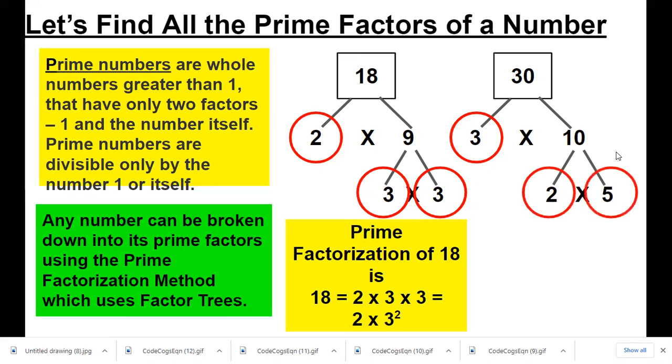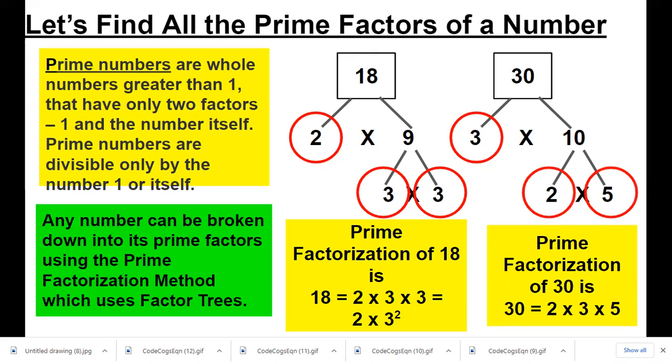So now I have the prime factorization of 30. The prime factorization of 30 is 2 times 3 times 5. And if I were to take 2 times 3 times 5 on a calculator, or in my head, I would get 30. And back with the 18, if I was to take 2 times 3 squared, I would get 18.